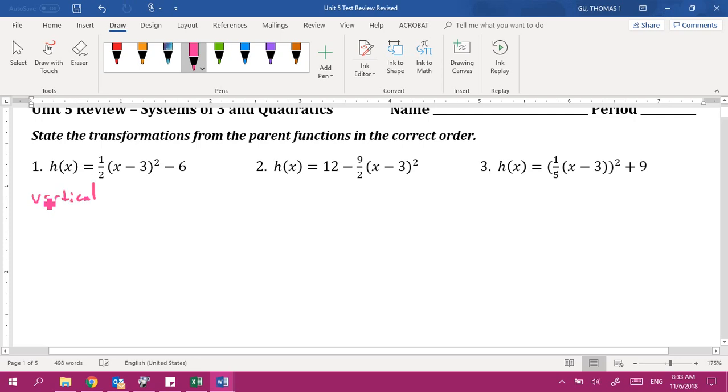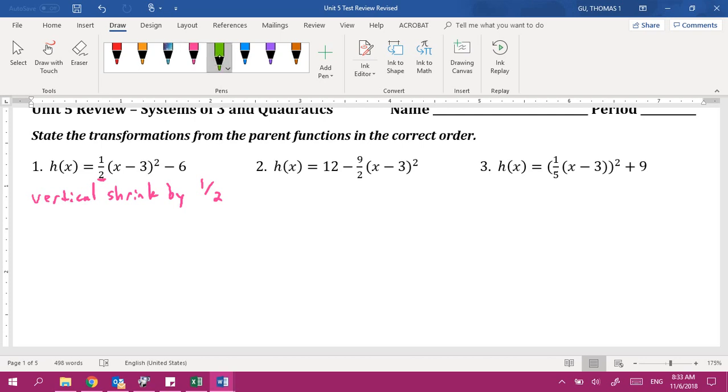Vertical shrink by 1/2, right? Because we see the 1/2 is on the outside of the parentheses, on the very outside. That means it's going to be a vertical stretch or shrink, and it's a shrink because the number is less than 1. All right, now we look on the inside.